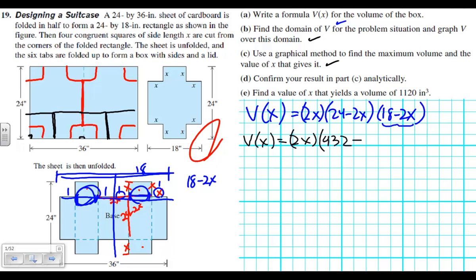432 minus 48 minus 36 is going to be negative 84? Negative 84, I'll take your word on that as well, plus 4x squared. And then I'll expand that out one more time, and I'm going to get 864 minus 168x plus... Wait, you get 864. Can't do arithmetic. It's okay.